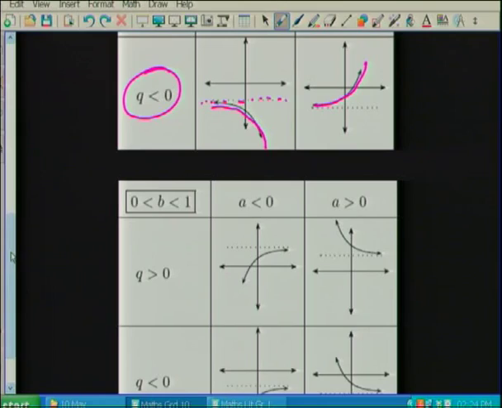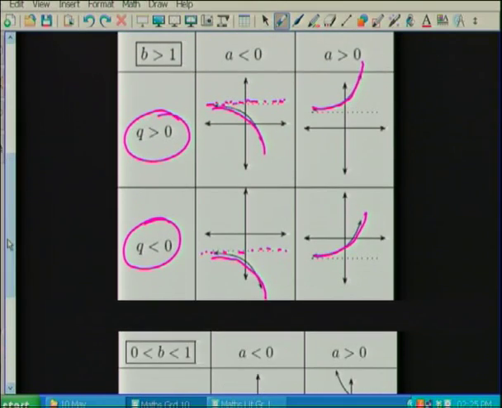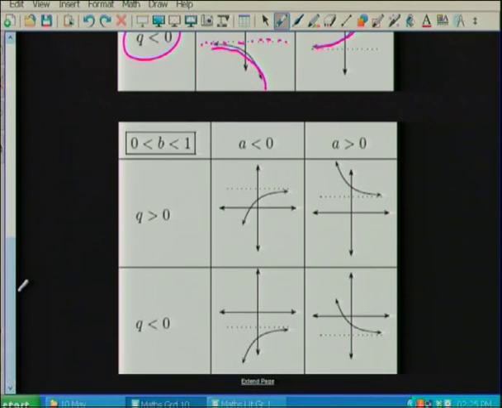Right. Now, let's have a look at a similar scenario where B is between 0 and 1. I just want you guys to look at this again. If you look on the x-axis from left to right, my graph is going further away from the asymptote. Now, have a look at these examples. As I look at the curve from left to right, my graph is coming closer and closer to the asymptote.